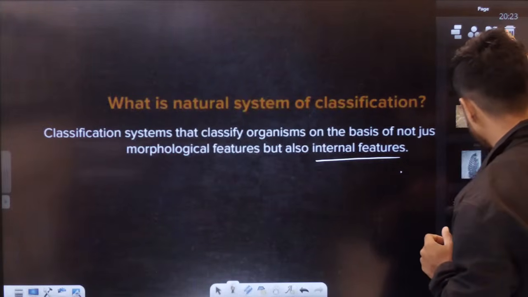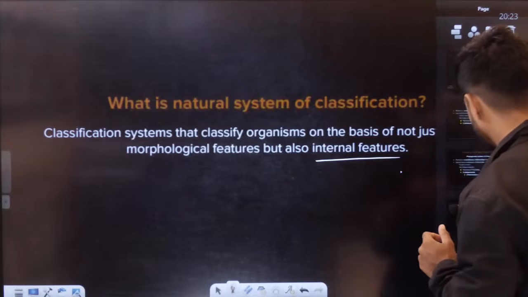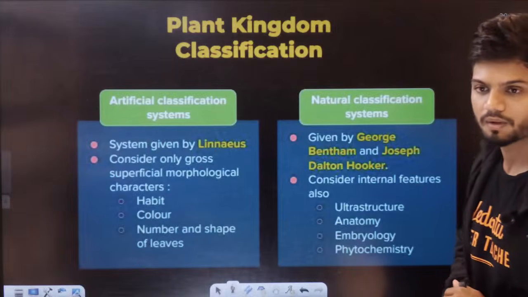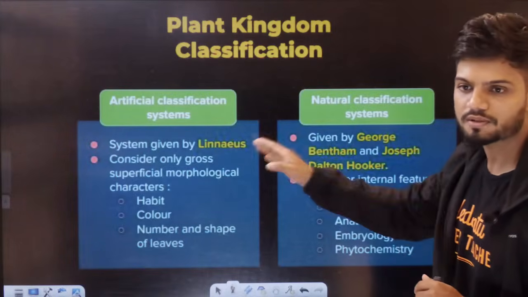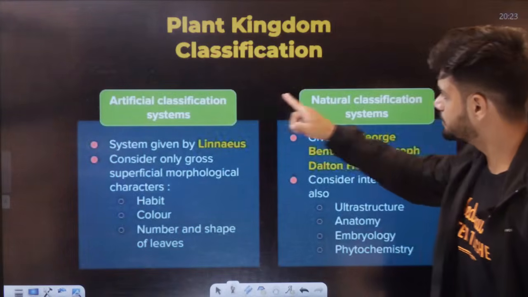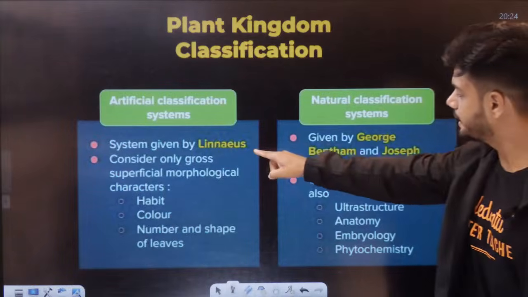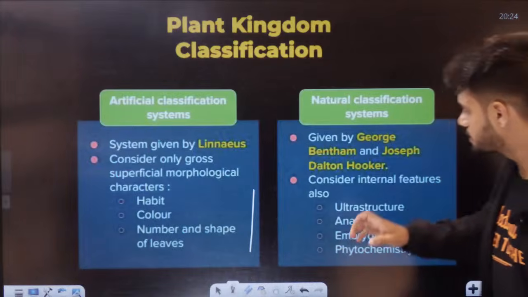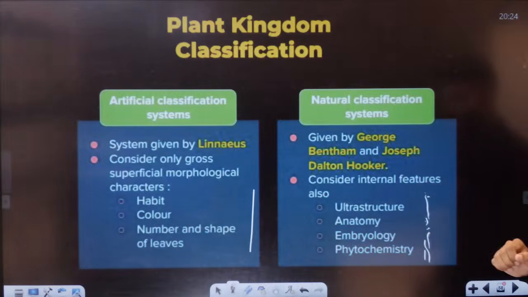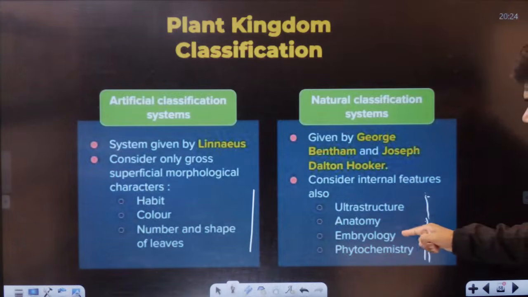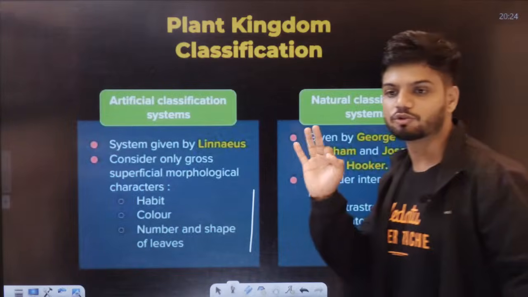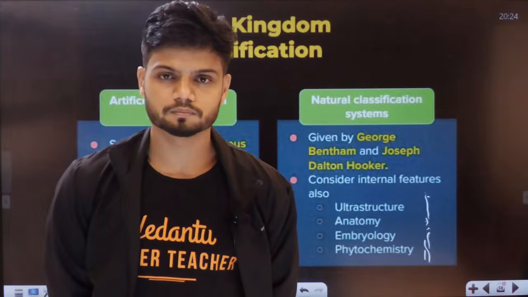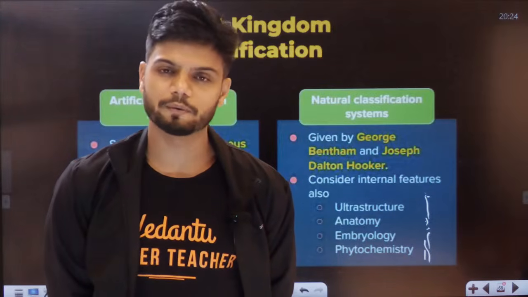So there is a comparison here which I will give you. Students, here is a quick comparison. Artificial, natural; Linnaeus, Bentham and Hooker. Here only morphological features. Here we look at the internal features: ultrastructure, anatomy, embryology, phytochemistry. Any doubt here between these two?